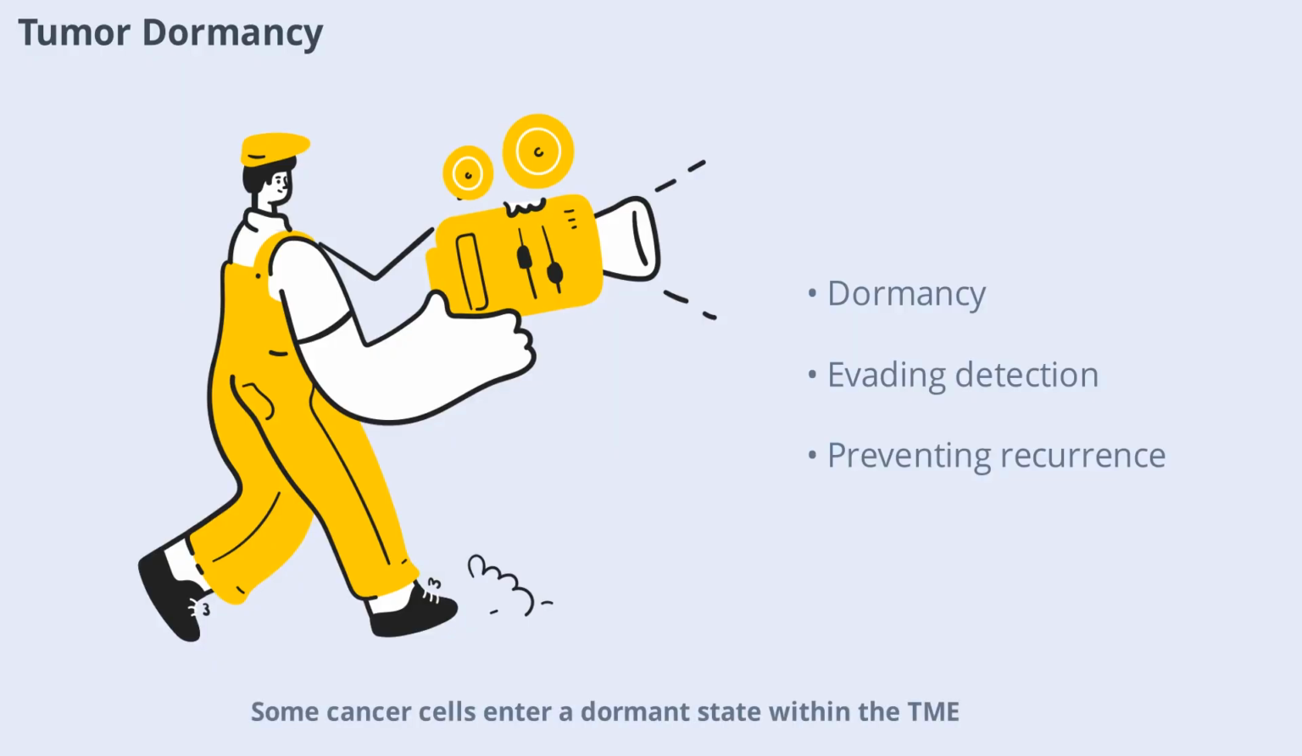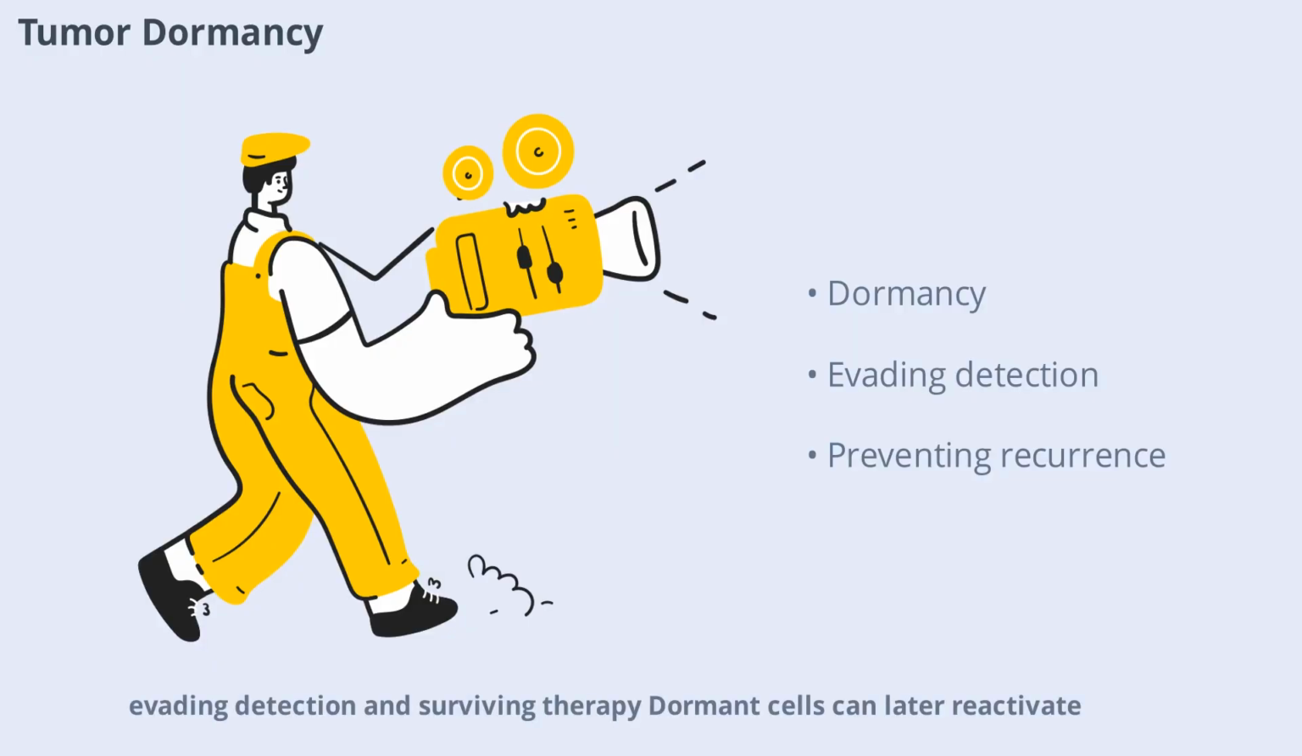Some cancer cells enter a dormant state within the TME, evading detection and surviving therapy. Dormant cells can later reactivate, leading to relapse. Understanding the mechanisms of dormancy is crucial for preventing recurrence.